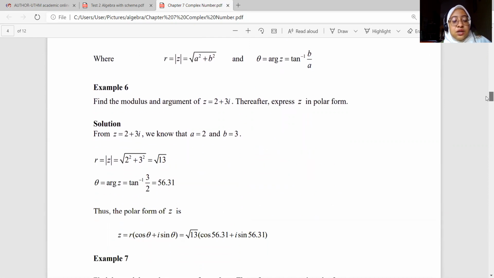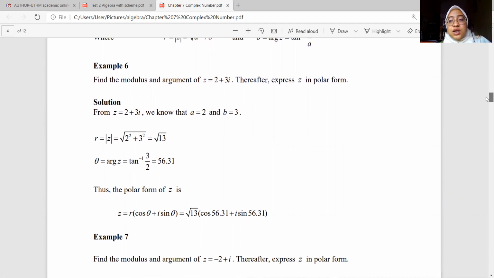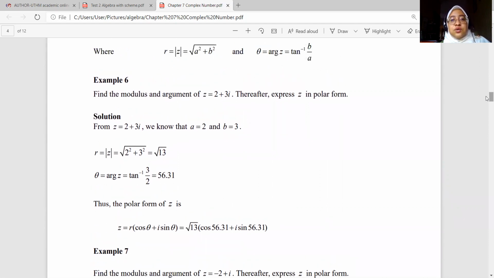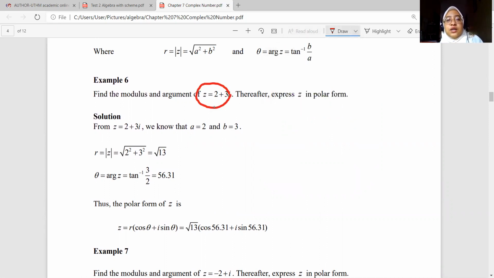Example 6, you can see the example 6. Find the modulus and argument of z equals 2 plus 3i. After that, express z in polar form. So it gives you the complex number 2 plus 3i. The first step, you have to find the modulus and argument in order to form the polar form. So these two things you have to find.